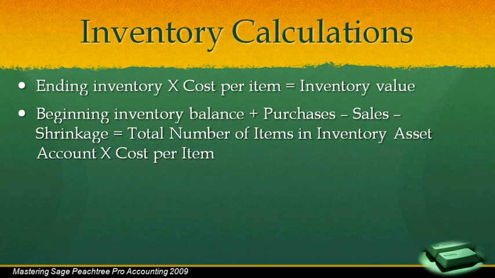Another calculation is to take your beginning inventory balance, for example, when you start your company, add in your purchases, subtract your sales, and subtract that shrinkage, and that will give you the total number of items in inventory asset times the cost per item. So again, these make sense if we think about them, and they're working in the background all the time in Peachtree as we do different types of transactions.